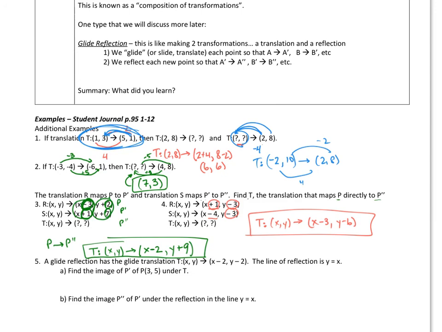And I'm going to go ahead and stop here. I'm not going to do this last one with the glide reflection because I'm going to talk more about glide reflections in the next couple sections, and we'll do those in more detail. So we'll stop with those examples. We will do the student journal ones in class, and we will go from there.